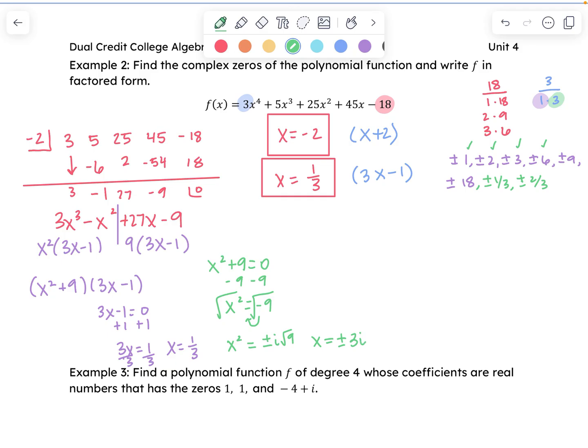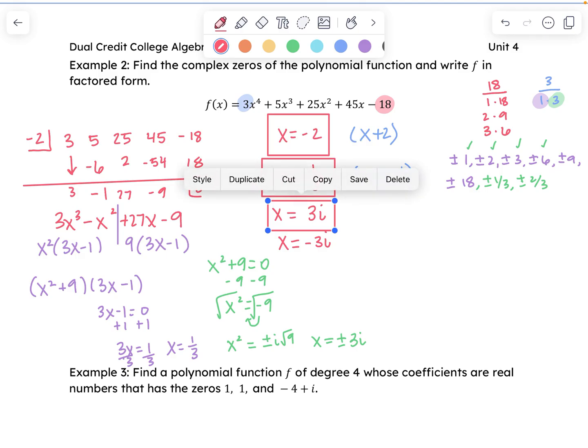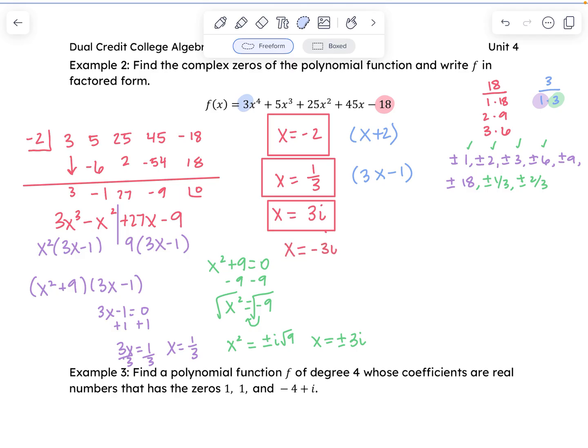So my last answers, technically it's two answers, up here would be x is equal to 3i and x is equal to negative 3i. I've got the plus or minus, so that's how I'm getting the positive version right here. And I'm running out of room. Let me scooch this down a little bit. The negative version.